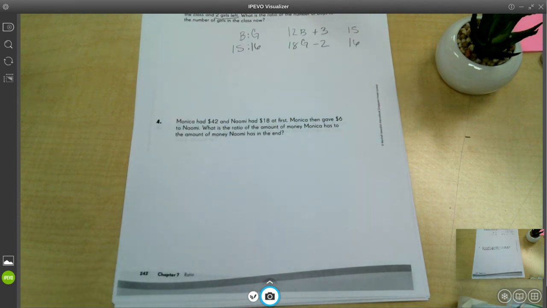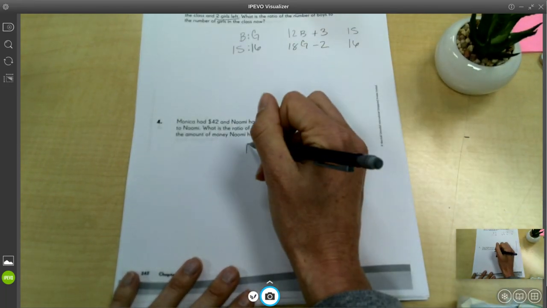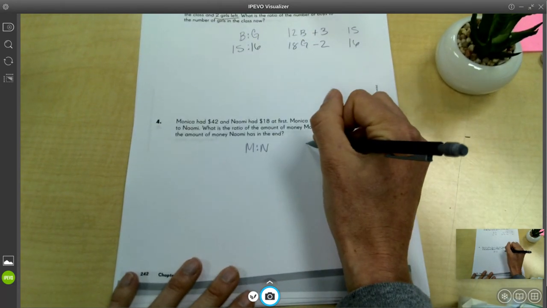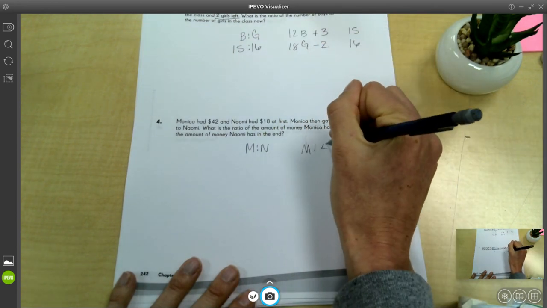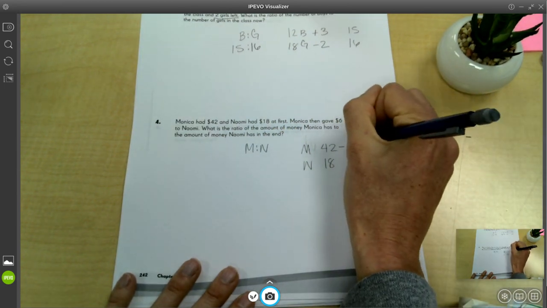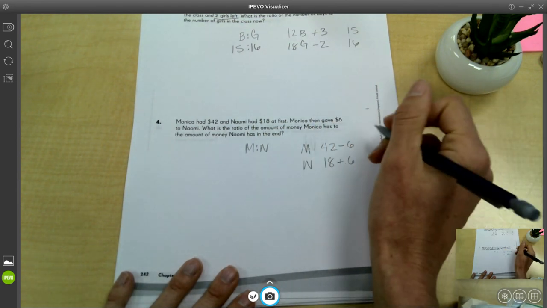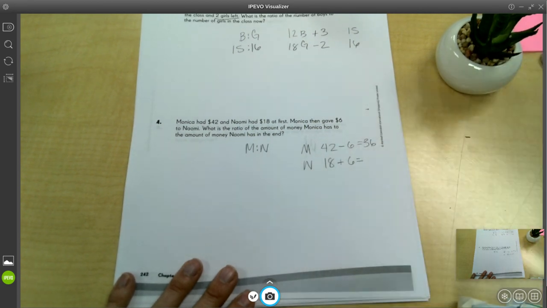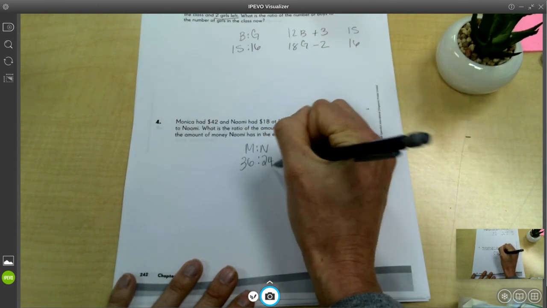All right, number 4. Monica had $42 and Naomi had $18 at first. Monica then gave $6 to Naomi. What is the ratio of the amount of money Monica has to the amount of money Naomi has in the end? Monica to Naomi. Monica started with $42 and Naomi started with $18. Monica gave $6 to Naomi, so she lost $6. Naomi gained $6. 42 minus 6 is 36. 18 plus 6 is 24. So in the end, Monica had $36 and Naomi had $24.